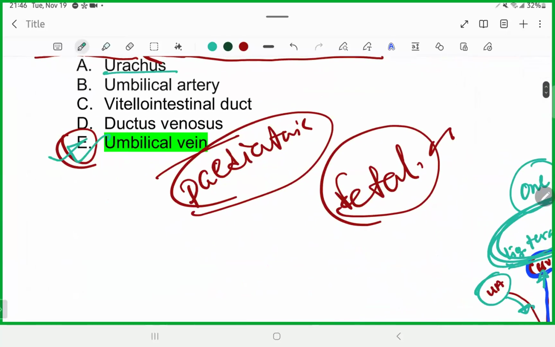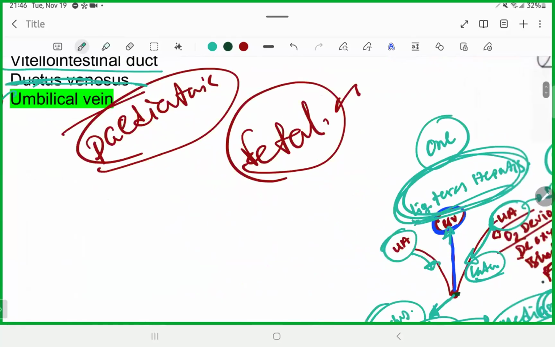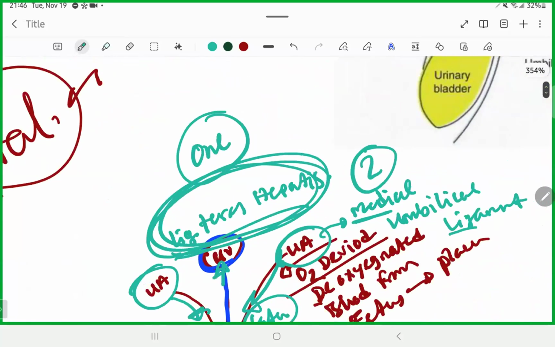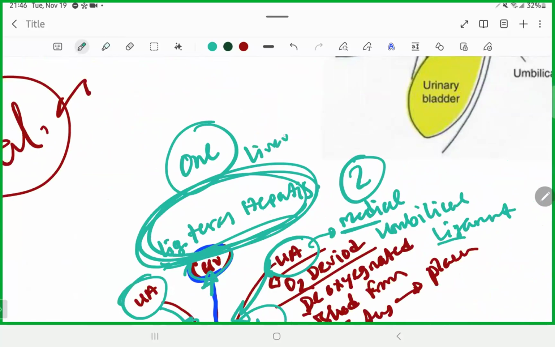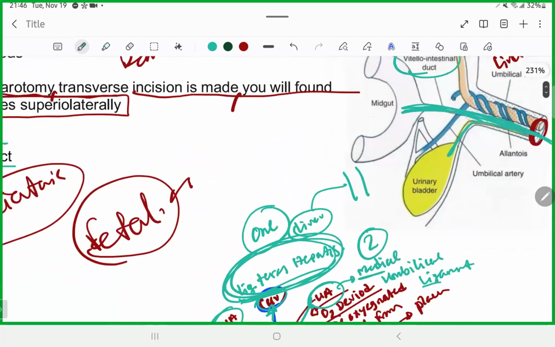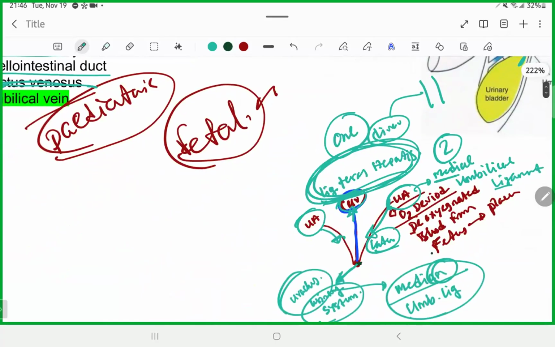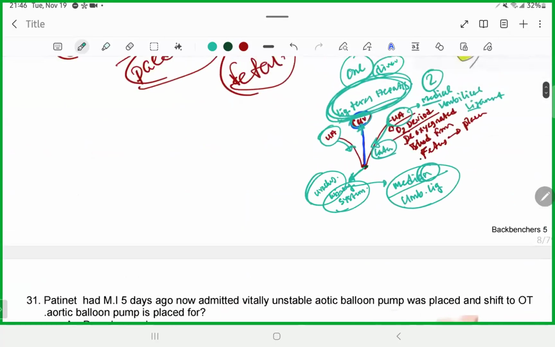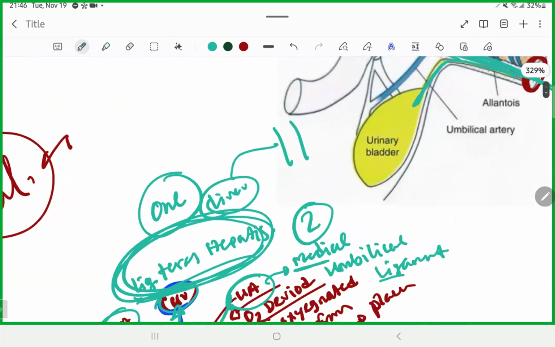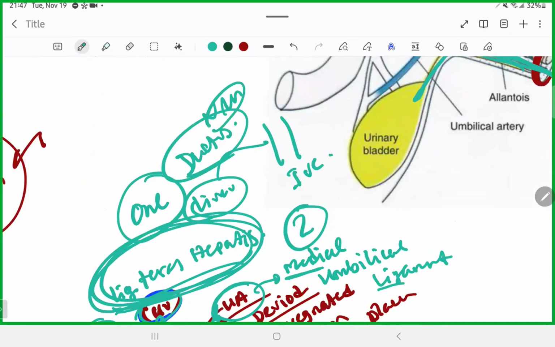So urachus, umbilical artery, vitellointestinal duct, ductus venosus, no. Ductus venosus is after liver. This ligament is umbilical vein, goes to liver. And in liver, watch our circulation video, we have to talk a lot. So in liver we have ductus venosus. We have ductus venosus from liver to our IVC. Just in short, I just told you.